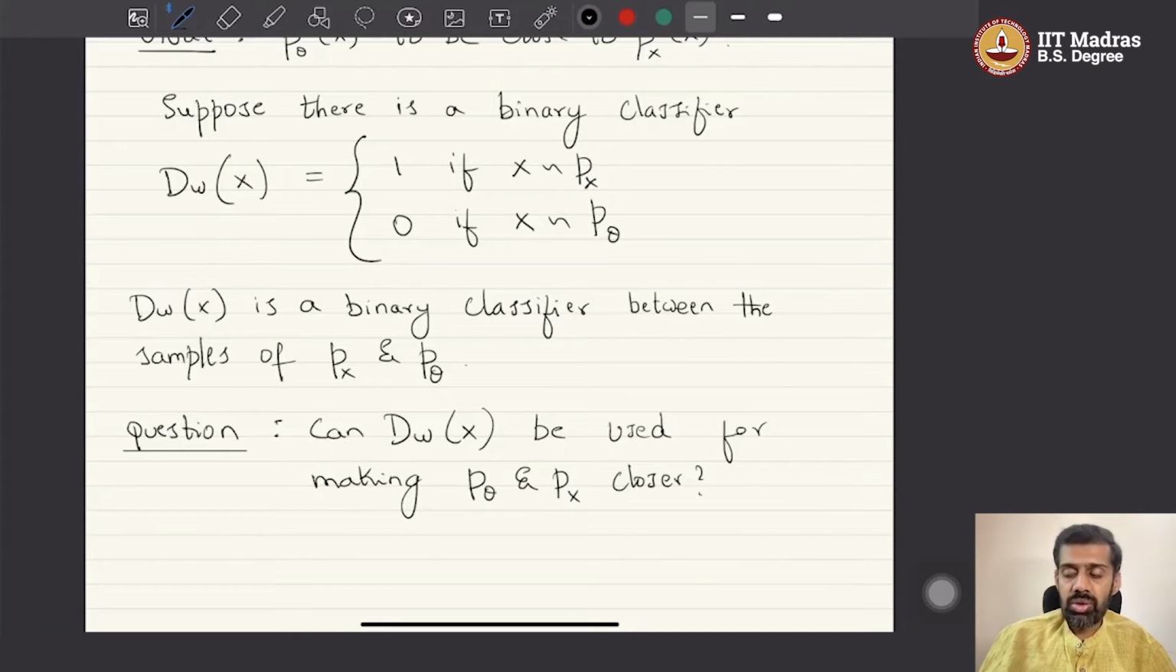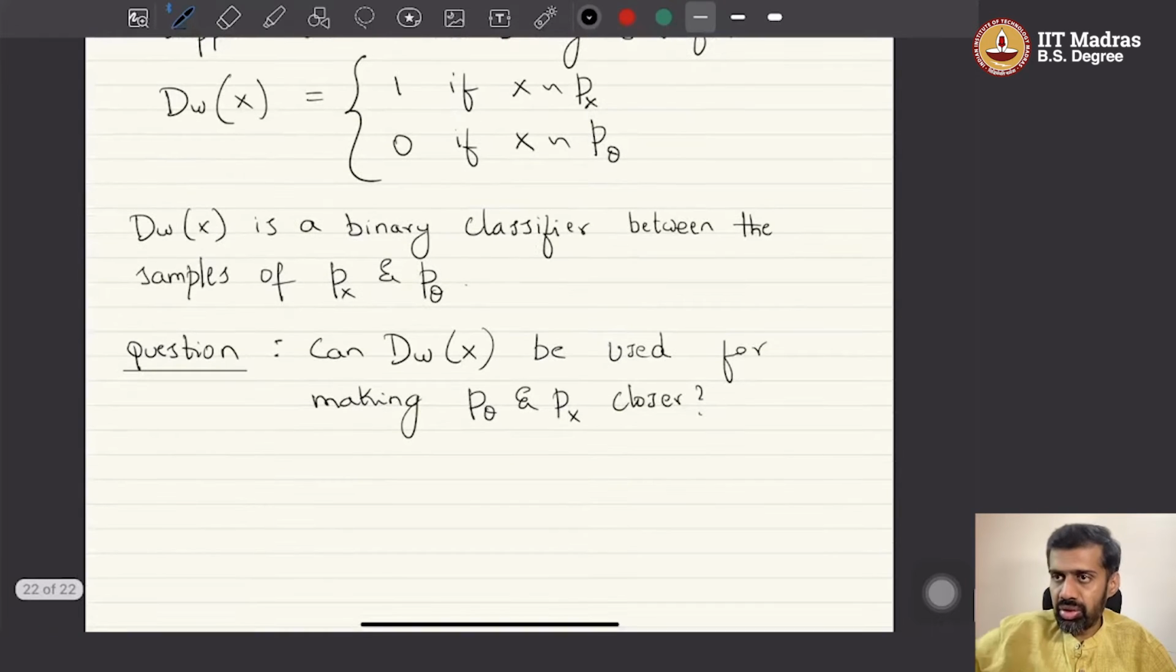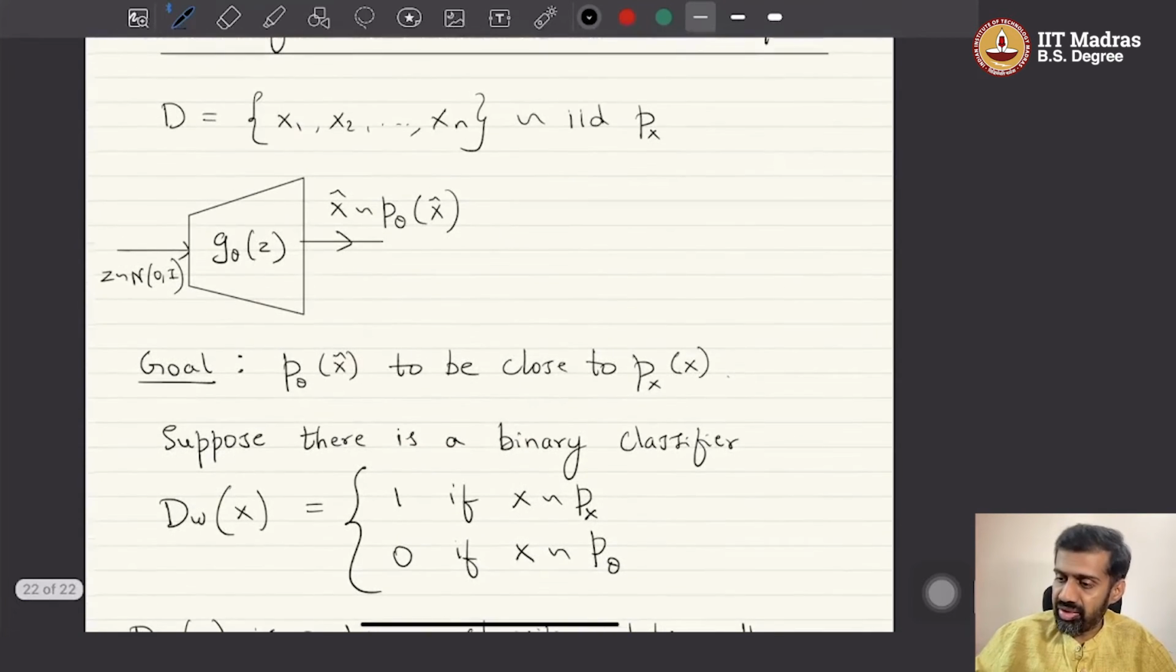It turns out that a classifier can be used for making p theta and P X closer. So let me write the classifier here. Let's say that we have this classifier, which is a binary classifier.